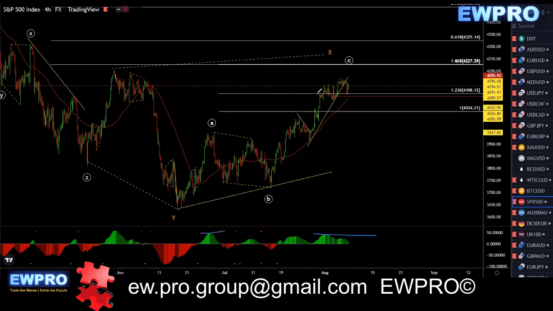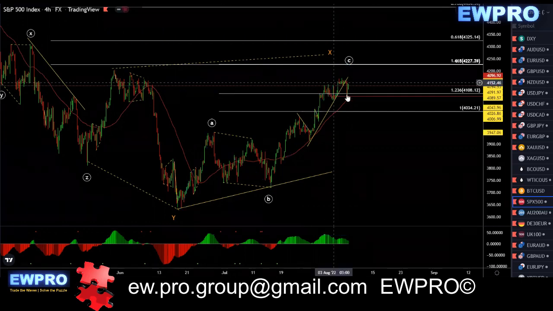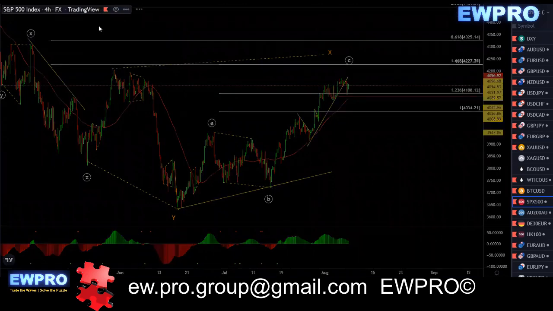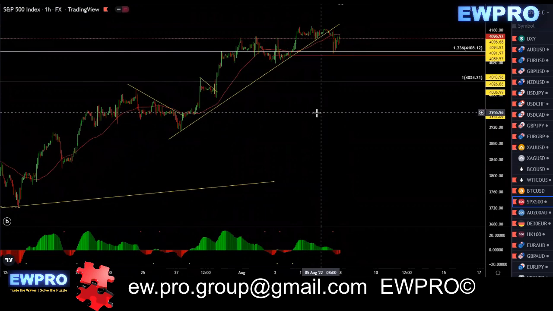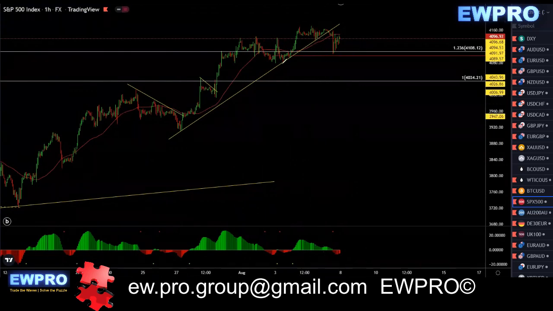On the H4, we have bearish divergence. We've got that A, B, C. It's gone way past the 123.6, and it's starting to get up to that 161.8. But we have the bearish divergence, so it becomes risky to buy, and it's not really giving us a sell. Maybe starting to give us that sell now. We got bearish divergence on the H1.